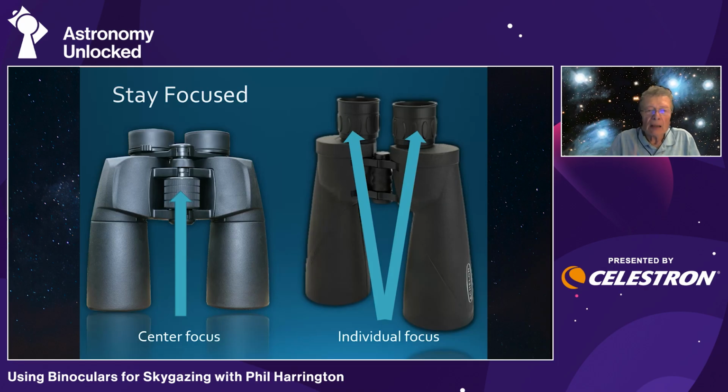Keep in mind that both of your eyes do not focus exactly the same. And so even with center focus binoculars, you can adjust one of the eyepieces individually. So you focus for the one eye using the center focus, then the other eye that may not be quite in focus, you focus that separately, and you'll get a sharp view in both eyes.